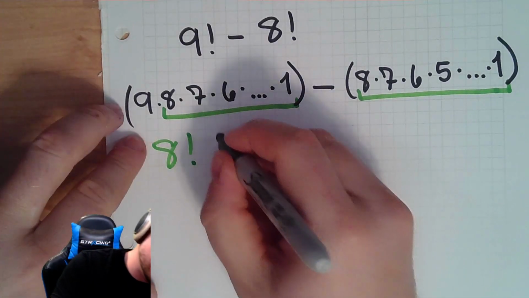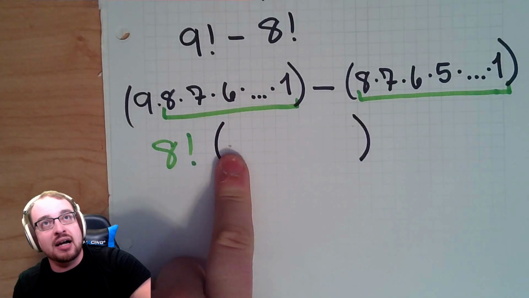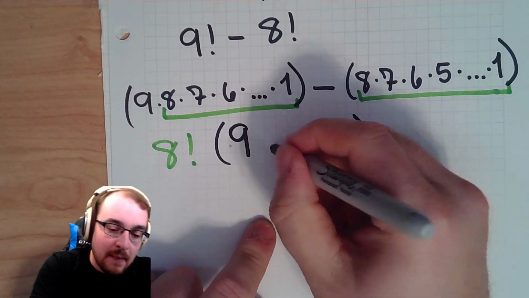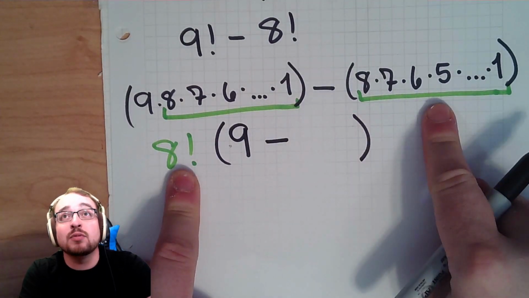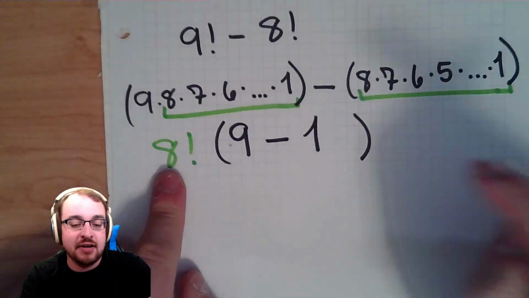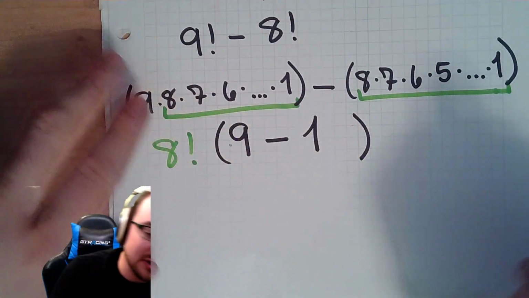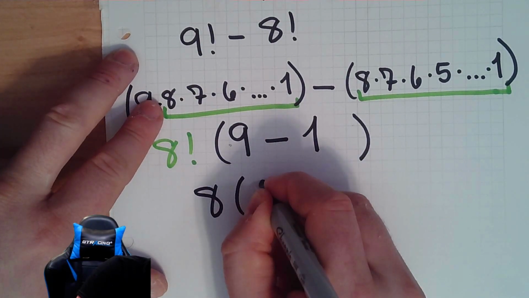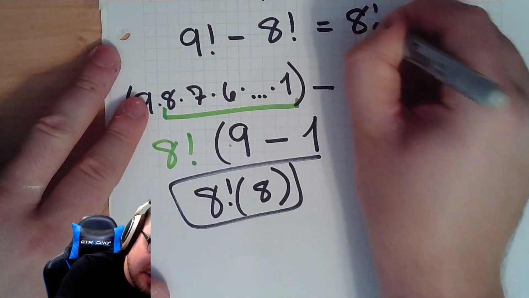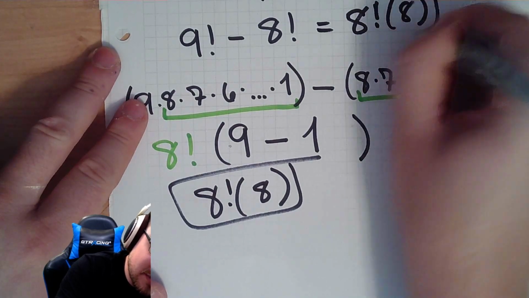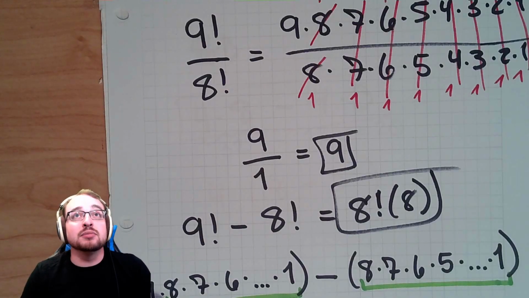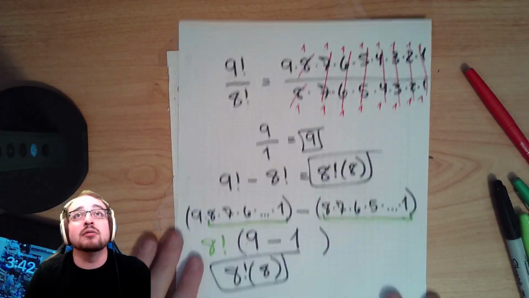What I'm left with then, 8 factorial times 9 would get me this. Minus 8 factorial times, well, 1, not 0. Because, of course, 8 factorial times 0 would be nothing. 8 factorial times 1 gets me this. So, in other words, this is the same thing as 8 factorial times 8. And that will be our answer for this. So there is a distinction between these two problems, and it's important that you see what that is.